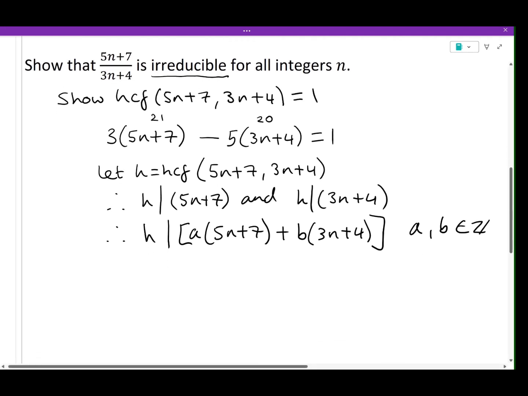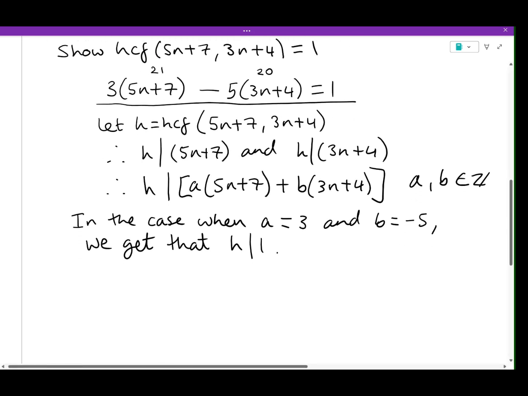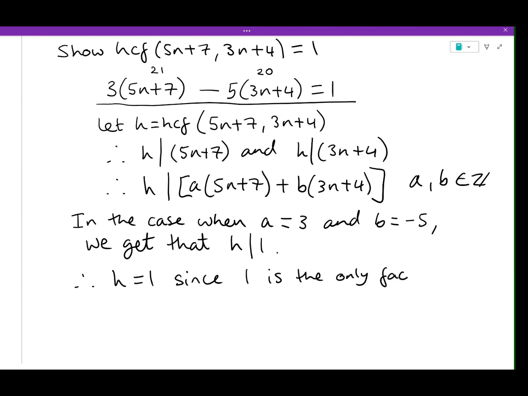Now we're going to refer to the specific case that we worked hard to find up here. So in the case when a is equal to positive 3 and b is equal to negative 5, we get that h must be a factor of 1. Therefore, h is equal to 1, since 1 is the only factor of itself.